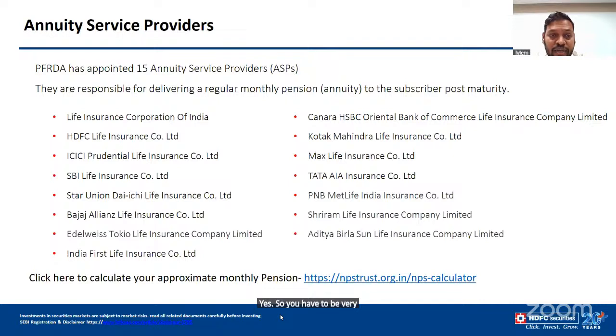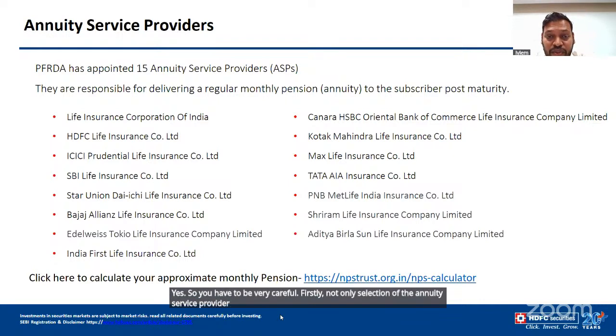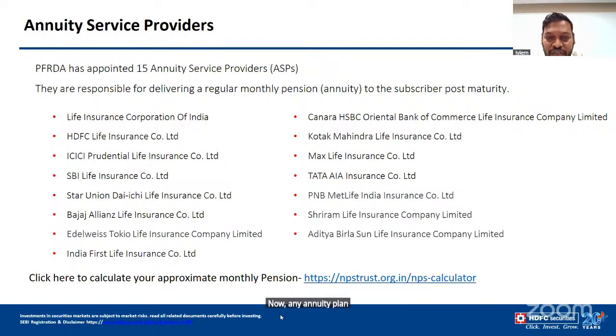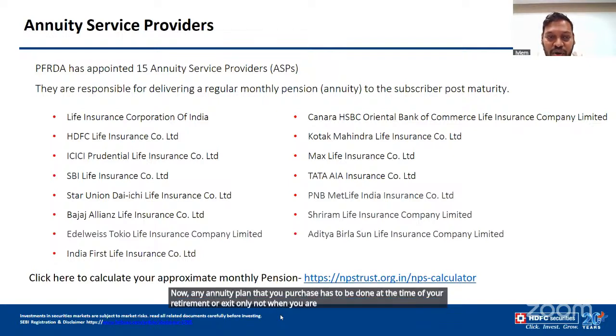Firstly, not only the selection of the annuity service provider, but also the type of annuity plan, whether you want to go for a with ROP plan or a without ROP plan. Any annuity plan that you purchase has to be done at the time of your retirement or exit only, not when you are opening your account, not when you are in the contribution phase of your account.